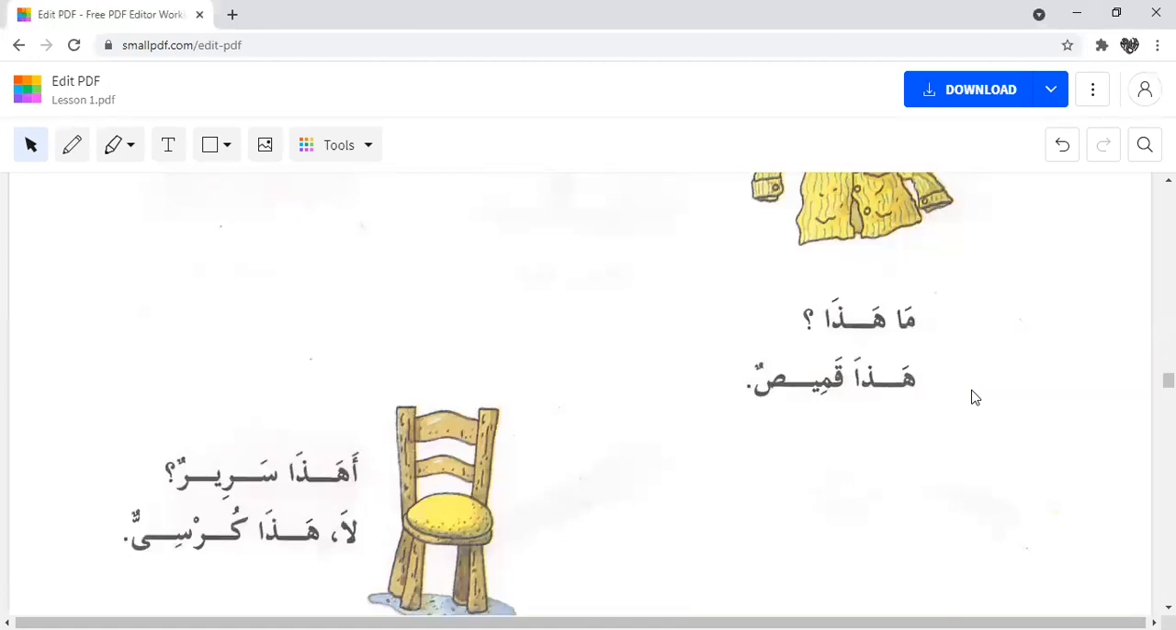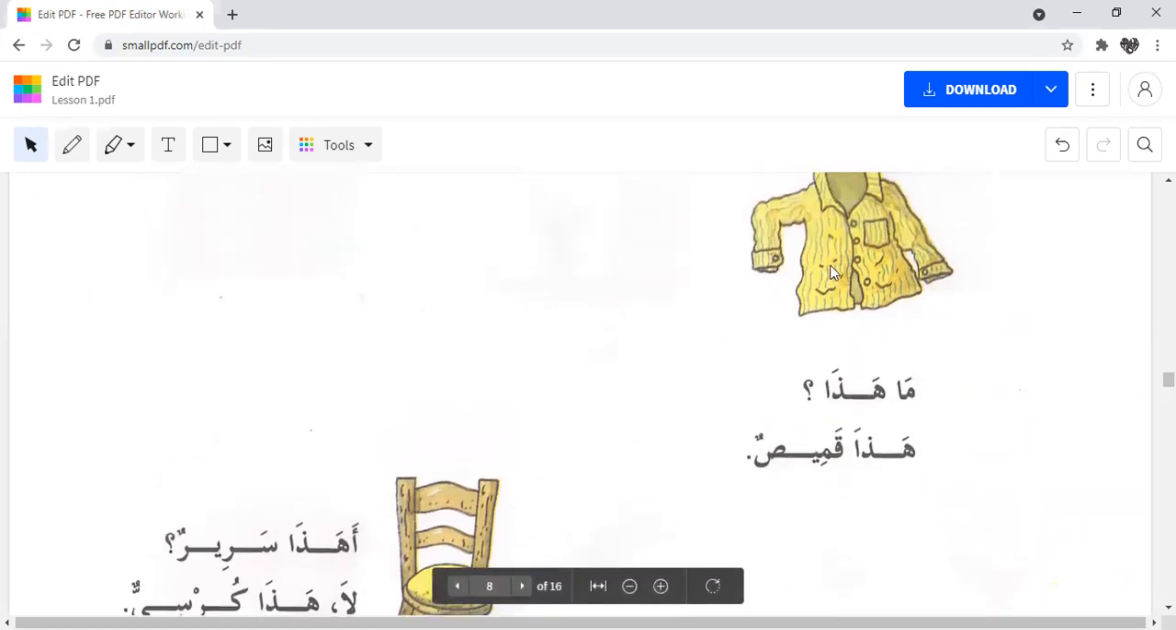Hada qamisun. This is a jacket. A shirt, yes. This is a shirt. Yes. So ma hada, what is it? Hada qamisun. Okay. Thank you. Jazakallah khair.